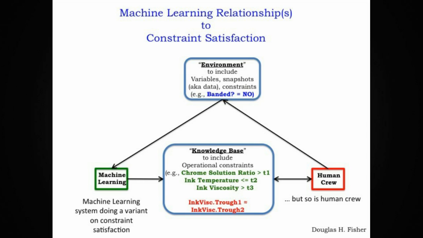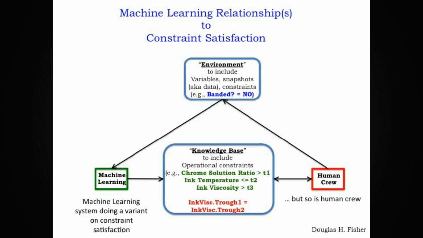So just to summarize, again, simple relationship between machine learning and constraint satisfaction. We've got an environment that includes variables, snapshots or state descriptions, and constraints. In this case, a high-level constraint that banded should equal no. The machine learning system is taking this environmental input and it's learning constraints on features. The set of states in which chrome solution ratio is greater than T1 and ink temperature is less than T2 and ink viscosity is above T3. This represents a set of states implicitly.